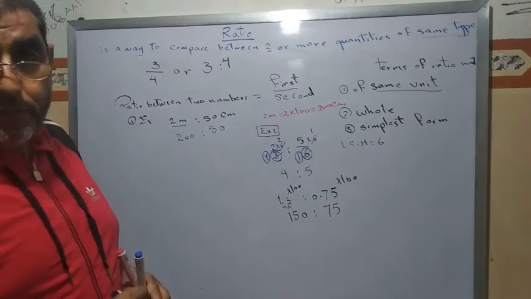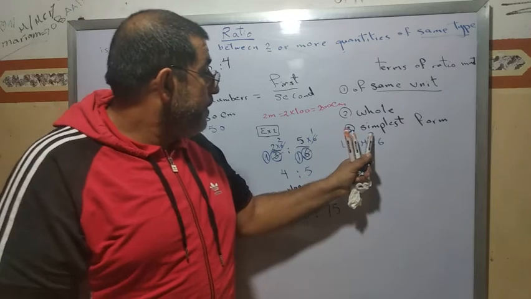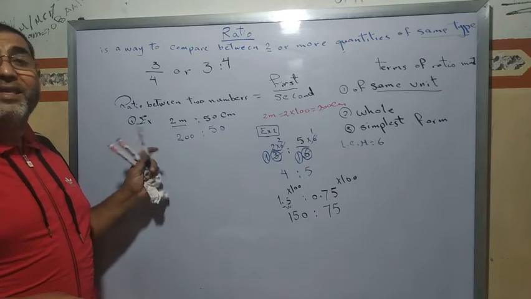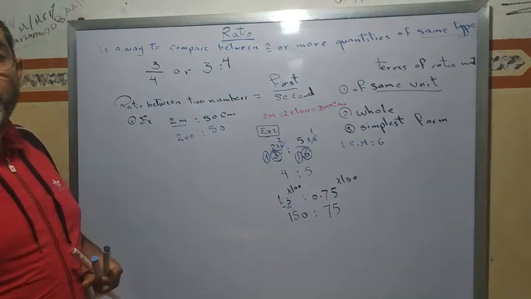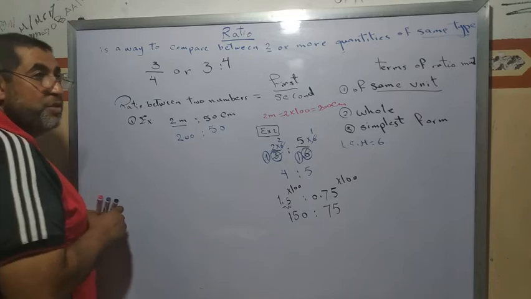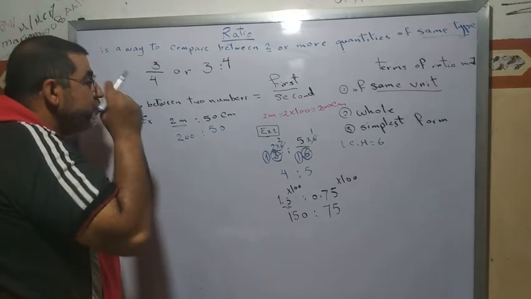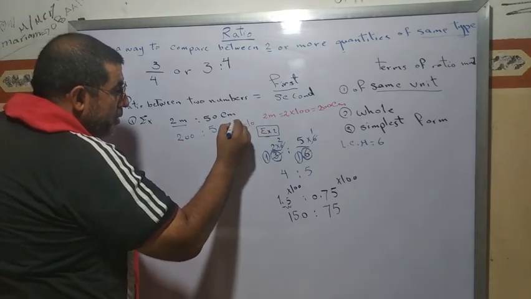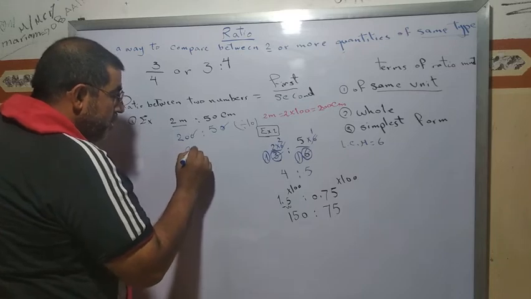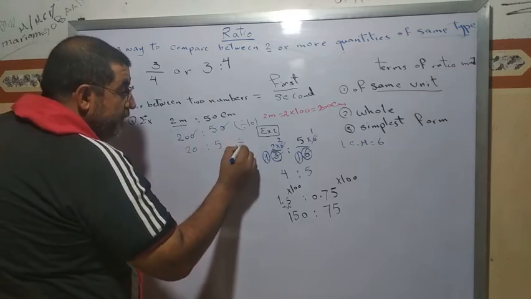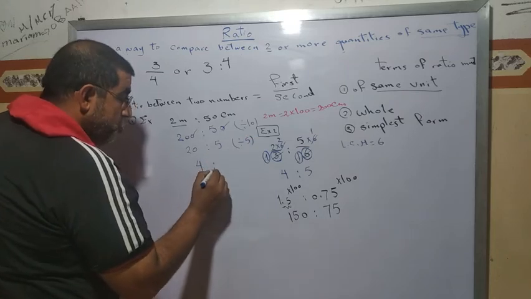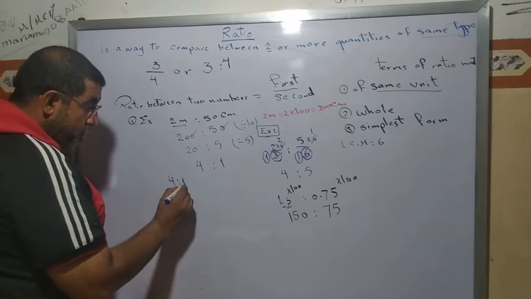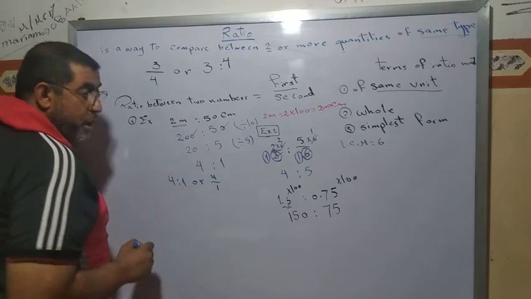They are whole. Third problem is simplest form. So we must write this ratio in simplest form by simplifying the two terms of the ratio, by dividing both terms by the same number. We divide by 10: 20 to 5. Then divide by 5: 4 to 1. The ratio is 4 to 1 or 4 over 1.